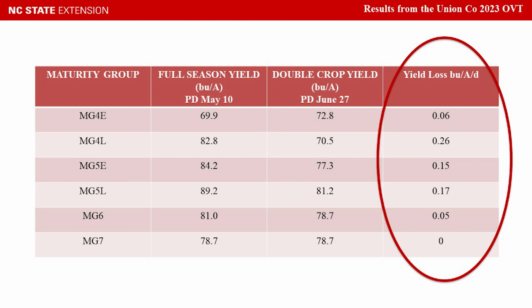across the different maturity groups, there's a yield loss anywhere from no yield loss with the maturity group 7s, which is kind of interesting, up to 0.26 bushels per acre per day. So I highlight this to say, it has some similarities to what we've seen in our research where we weren't planting behind wheat, but the yield loss wasn't as severe. So there's clearly going to be some interactions between if the beans were just planted late or if they were planted behind wheat. And we have to dig into that more.